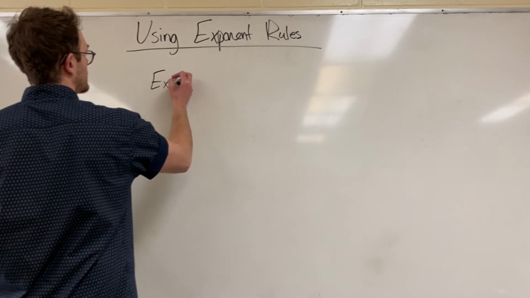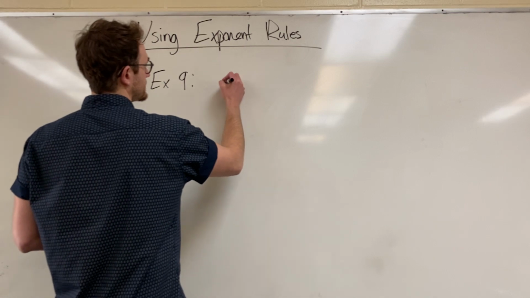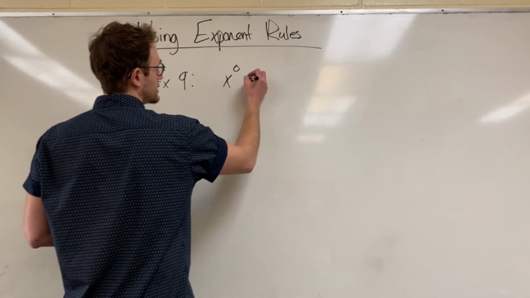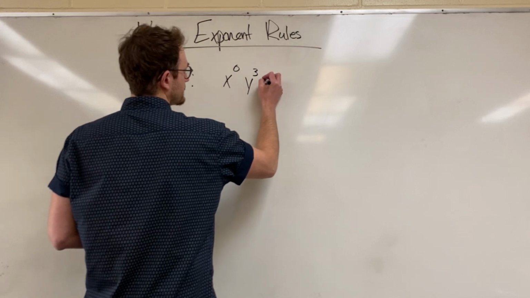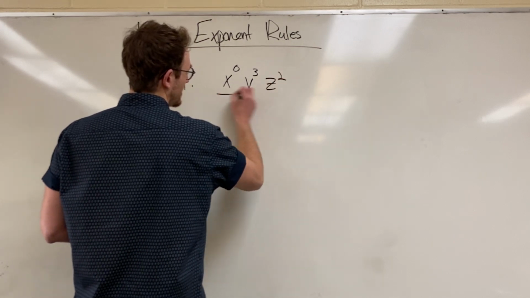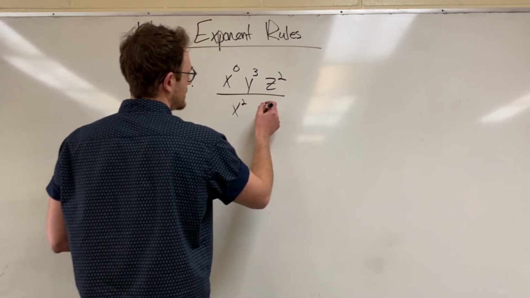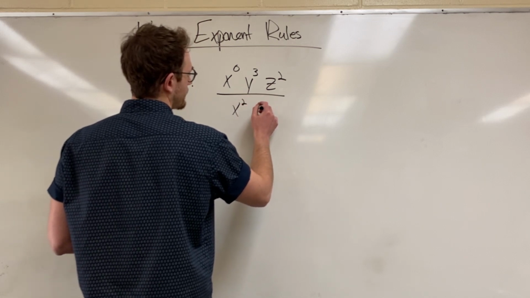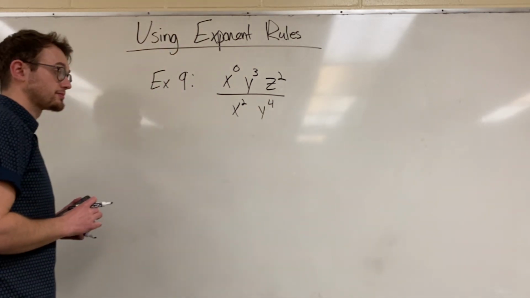Example 9. Let's put a whole bunch of stuff together. Let's do x to the 0, y cubed, z squared over x to the 2, y to the 4. This will be a fun one.